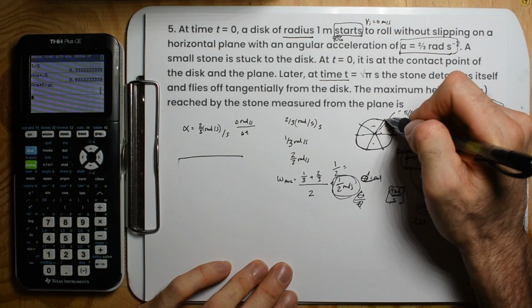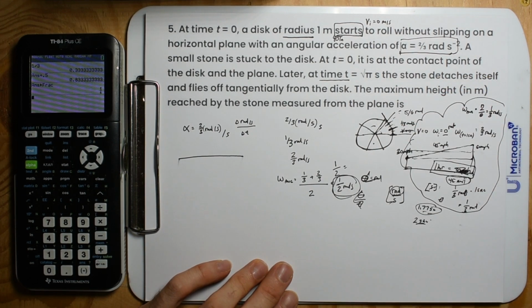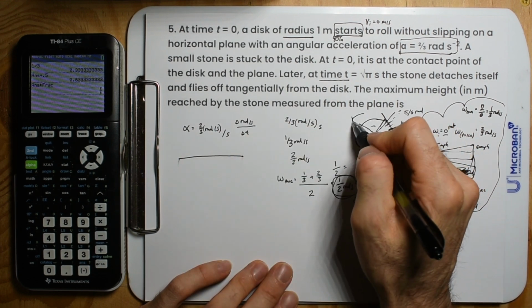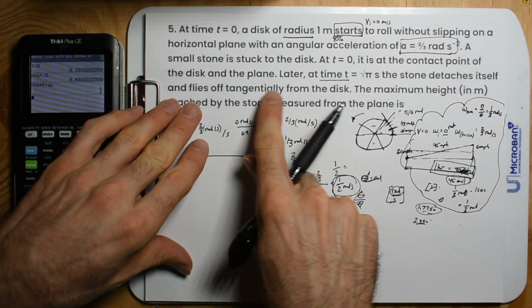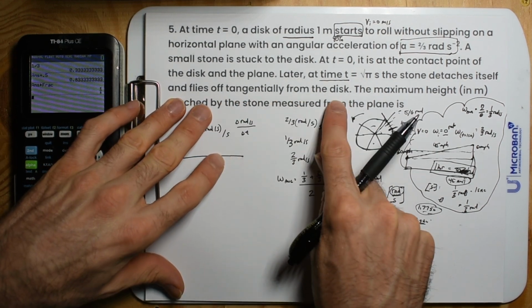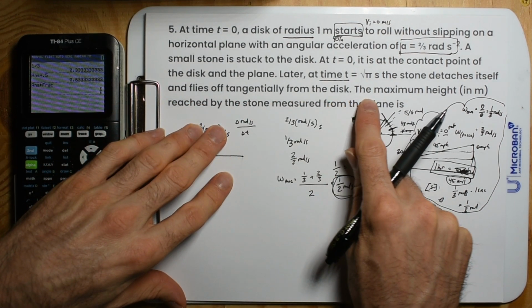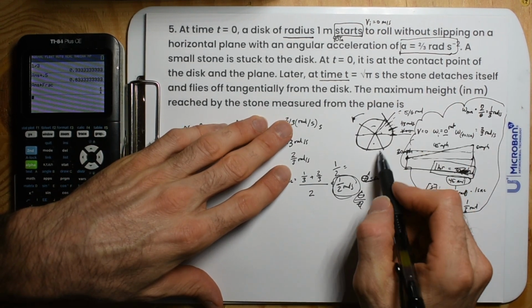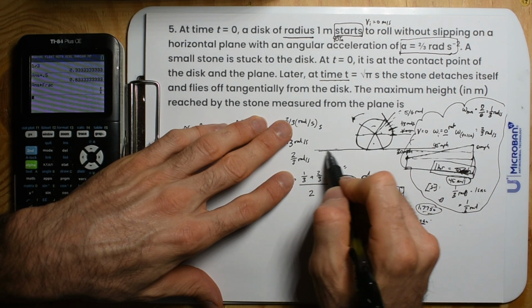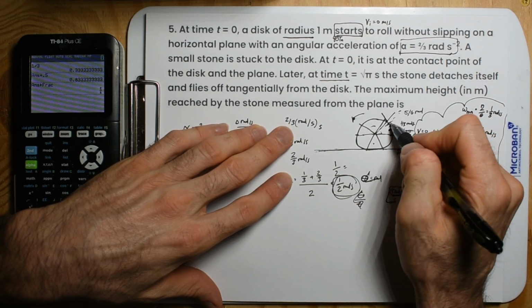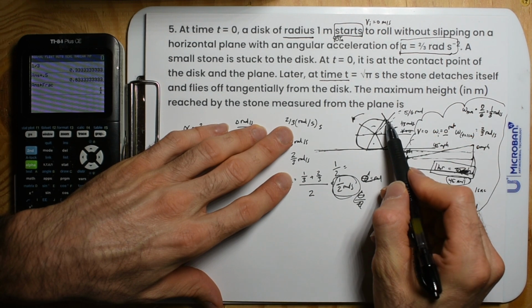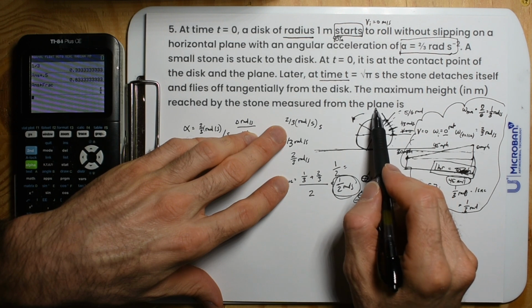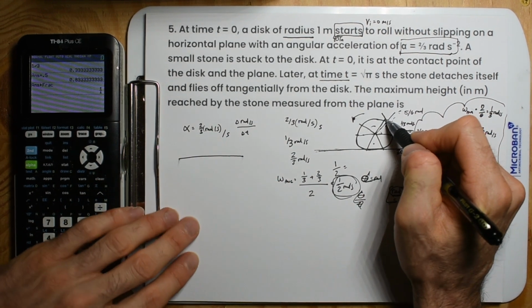You know what I mean? And this is the angle that the rock's going to fly off. And it doesn't matter what direction. I just chose that we're going to roll this way. That doesn't matter. The question says when it flies off from the disc, the maximum height in meters reached by the stone measured from the plane. So here's the plane that we're rolling on. This rock is going to fly off right there, and then we want to know how high it gets.